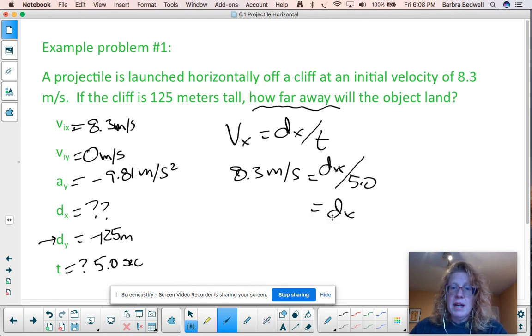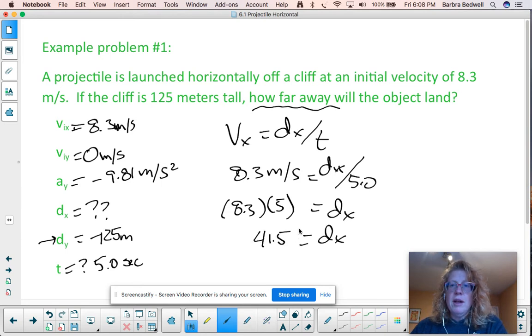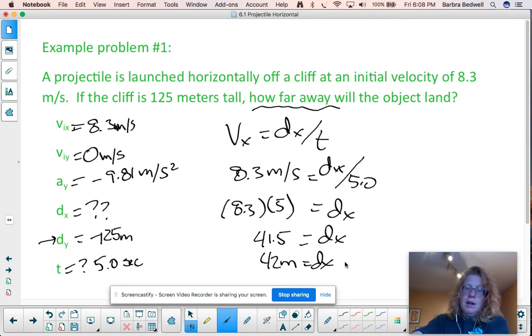So that means dx is going to be 8.3 times 5, which the calculator says is 41.5. By the time we do 2 sig figs, if you want to call it, 42 meters per second, meters is dx. Again, if you got 41 because it rounds down, that's fine, but that's the idea.